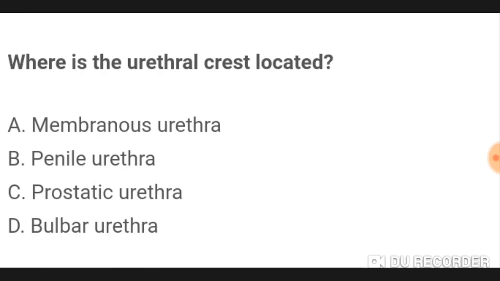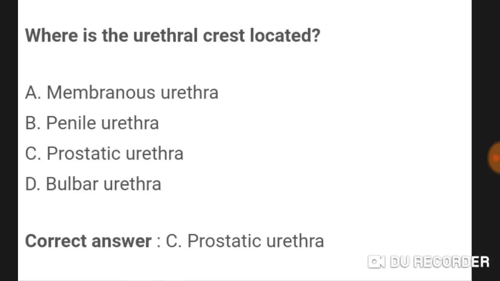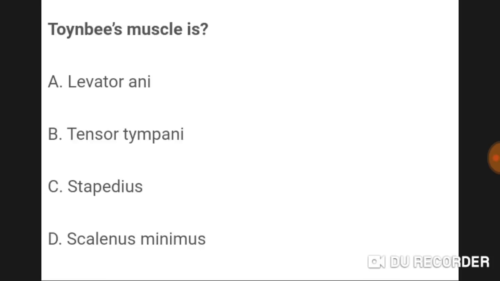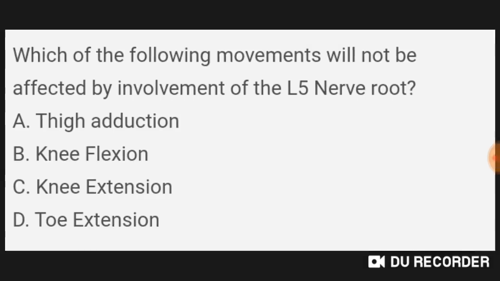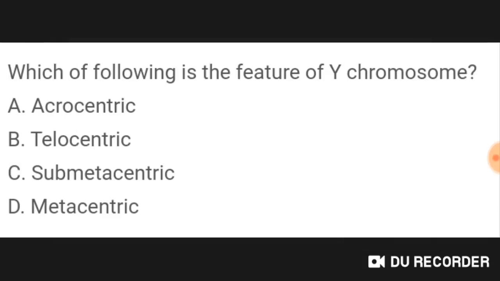Where is urethral crest located? It is mainly located in prostatic urethra. Toynbee's muscle is tensor tympani. Which of the following movements will not be affected by involvement of L5 nerve root? That is thigh adduction. Which of the following is a feature of Y chromosome? That is acrocentric.